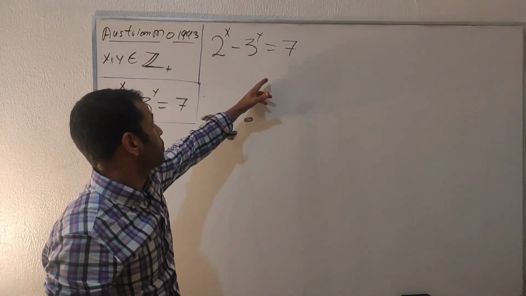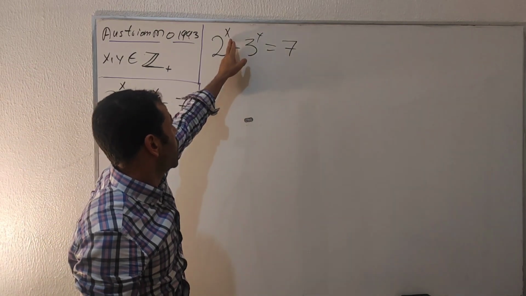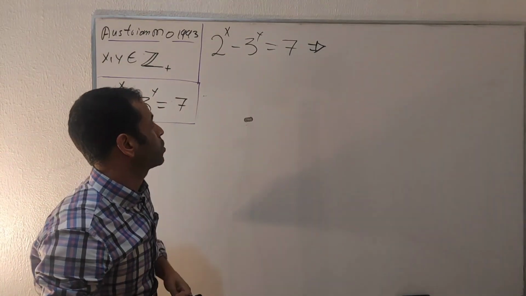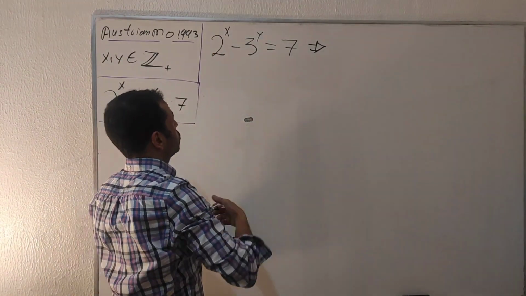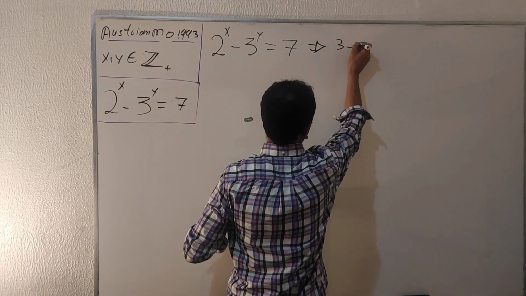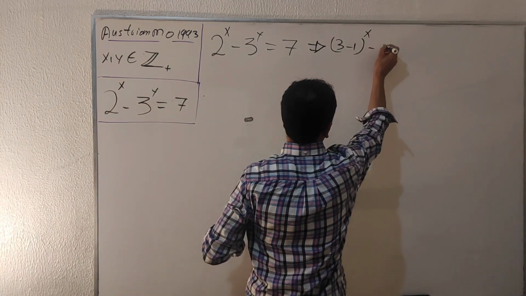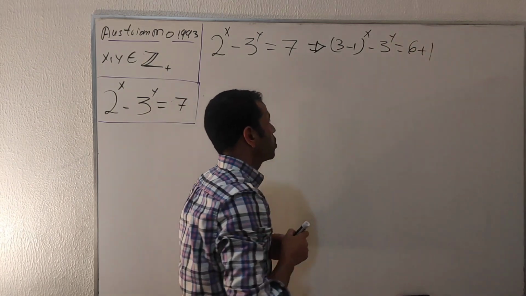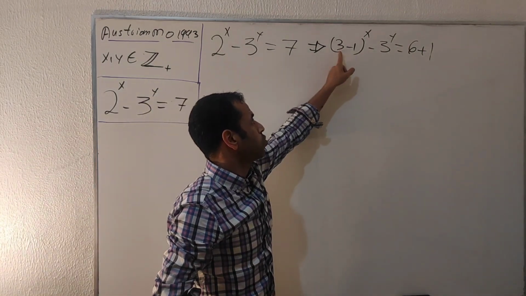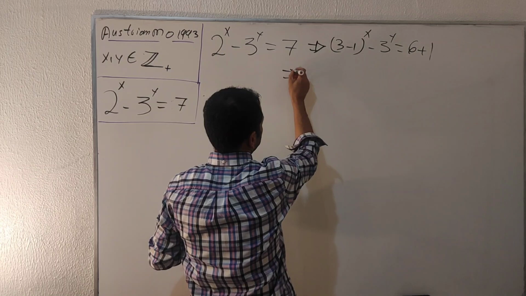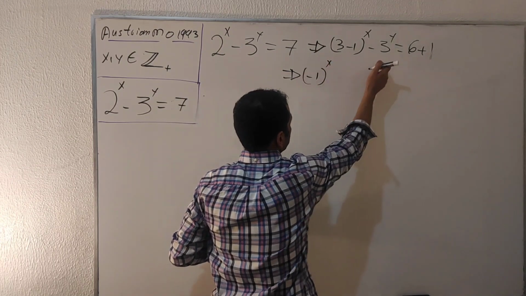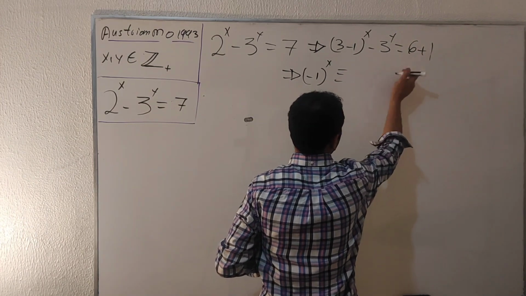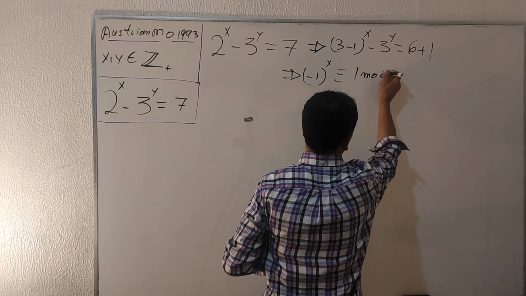Before I start solving this one, I'm going to prove x cannot be odd. x must be even, by reducing this equation mod 3. First of all, I'm going to split the number 2 into two terms: (3 minus 1) to the x minus 3 to the y equals 6 plus 1. So by reducing this mod 3, this term gives me (minus 1) to the x, this term is 0, and this one is congruent to 0. I will be left with 1 mod 3.